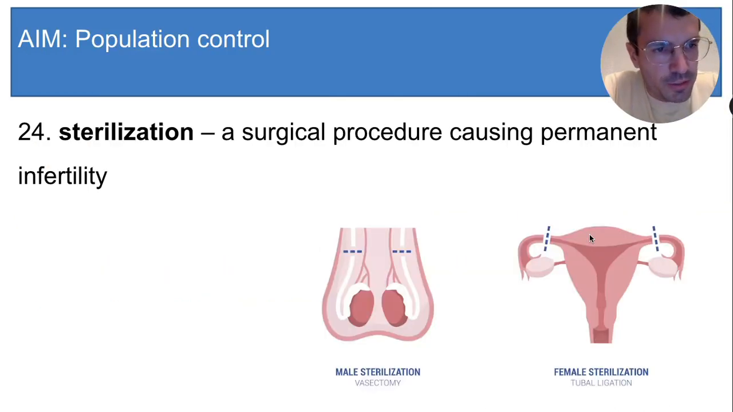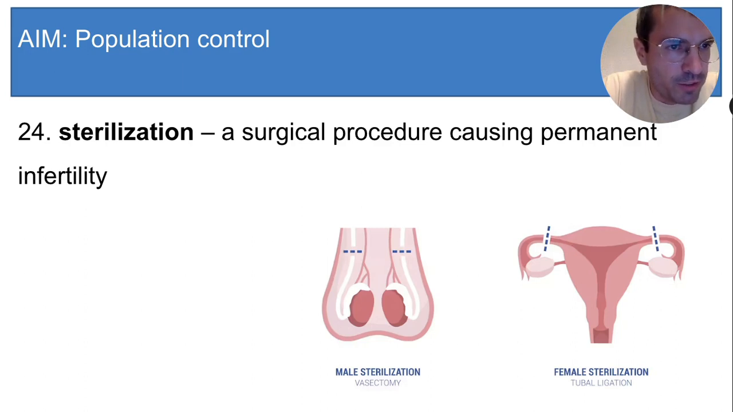Now let's look at sterilization. Sterilization is a surgical procedure that results in permanent infertility. For women, sterilization is called tubal ligation, and it involves cutting and tying the fallopian tube so that the eggs cannot reach the uterus and be fertilized.